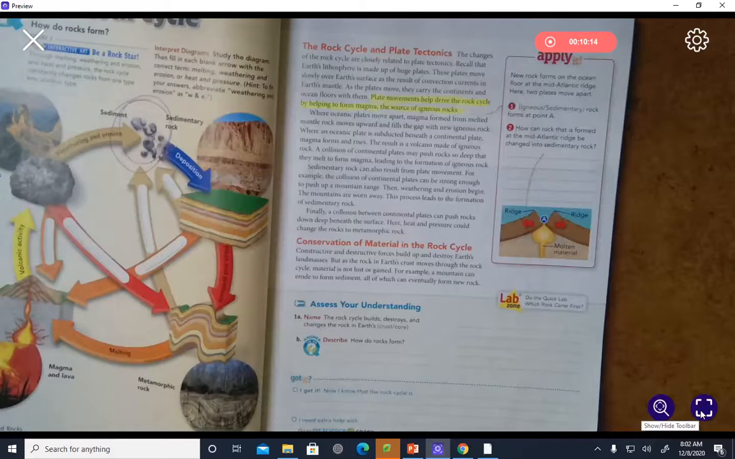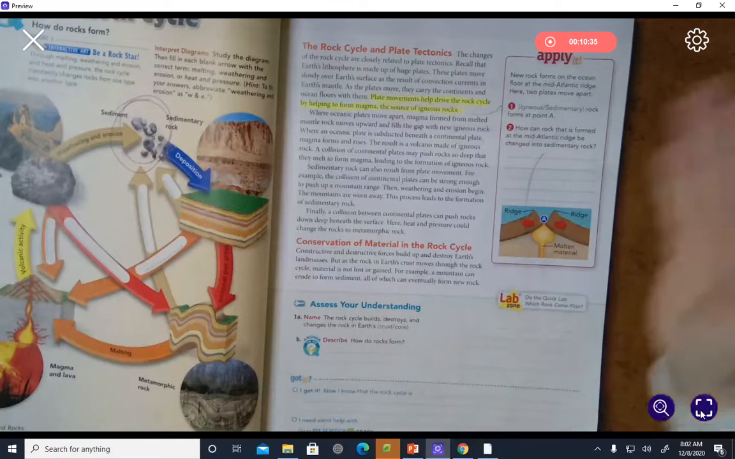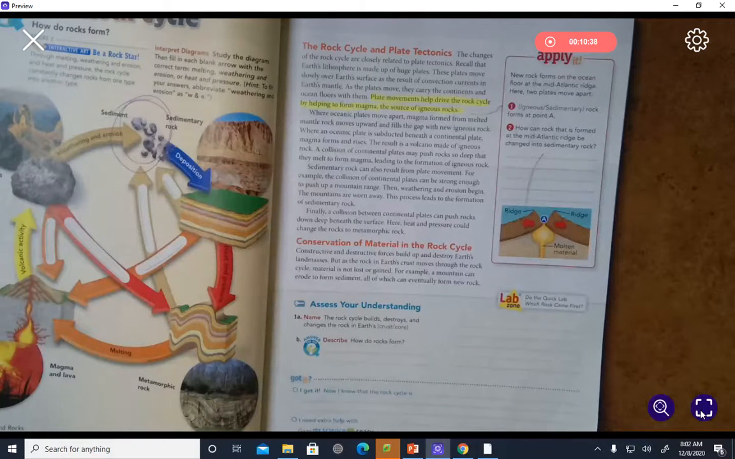A collision of continental plates may push rocks so deep that they melt to form magma, leading to the formation of igneous rock. Sedimentary rock can also result from plate movement. For example, if the collision of continental plates can be strong enough to push up a mountain range, then weathering and erosion begin and the mountains are worn away. This process leads to the formation of sedimentary rock. Finally, a collision between continental plates can push rocks down deep beneath the surface. Here, heat and pressure could change the rocks to metamorphic rock.